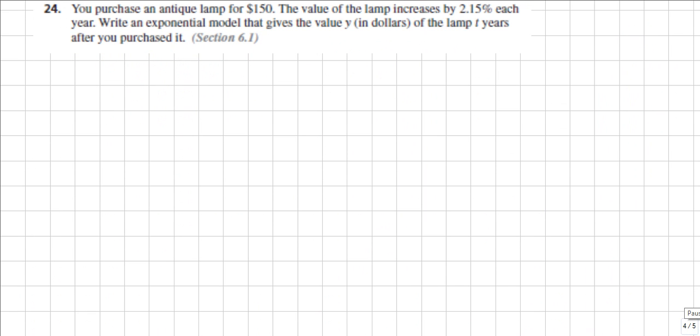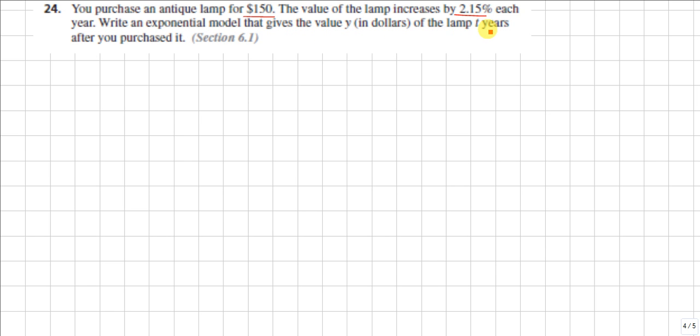Next problem is a word problem. And it says, I purchased an antique lamp for $150. Okay, so let's go ahead and write, it sounds like I'm dealing with money. And does it talk about compounding? The value of the lamp increases. I started with $150. The value of the lamp increases by 2.15% each year. And all we have to do is write an exponential model. It doesn't say that we actually have to solve it.